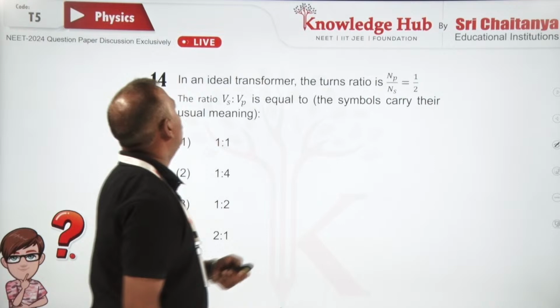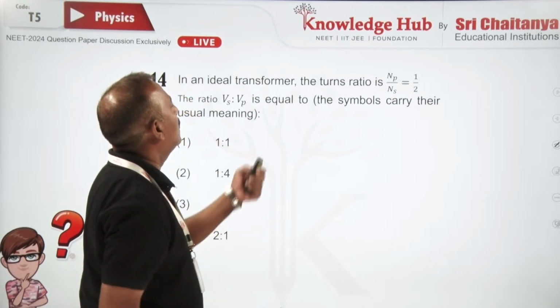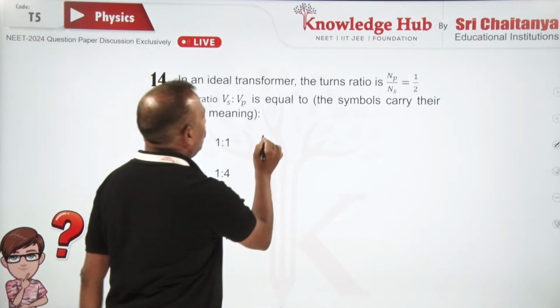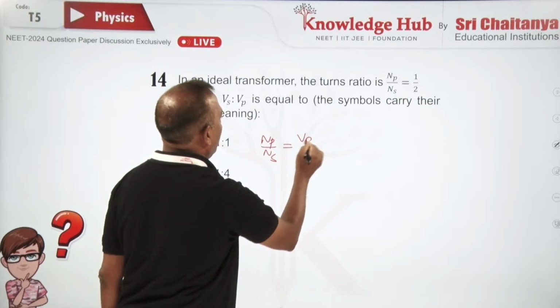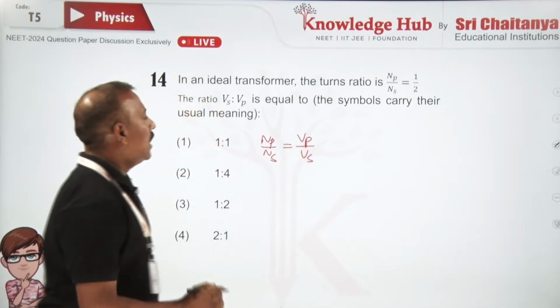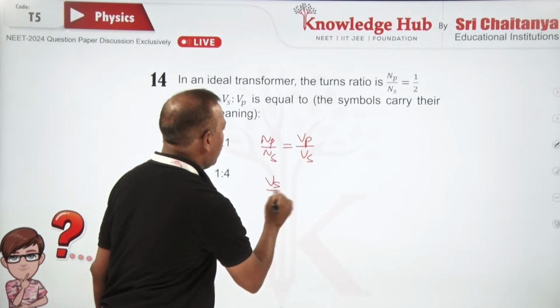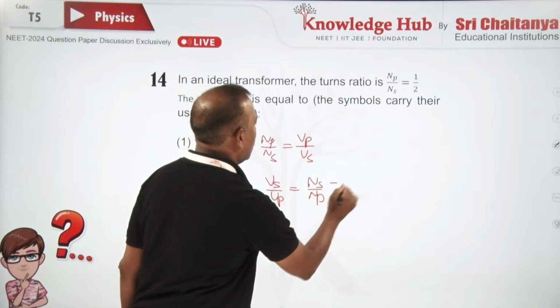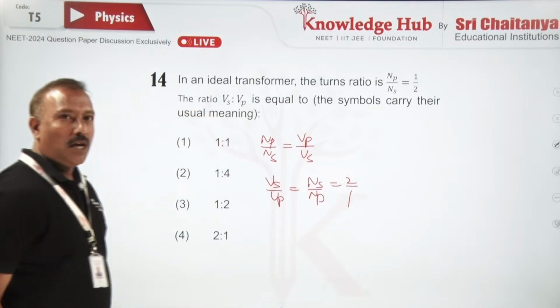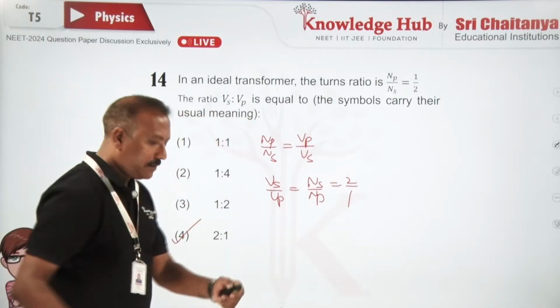Moving on to the 14th one. In an ideal transformer, the turn ratio is given. You know that NP by NS is equal to VP by VS. Therefore, VS by VP equals NS by NP, which is equal to 2 by 1. Therefore, option 4 is correct.